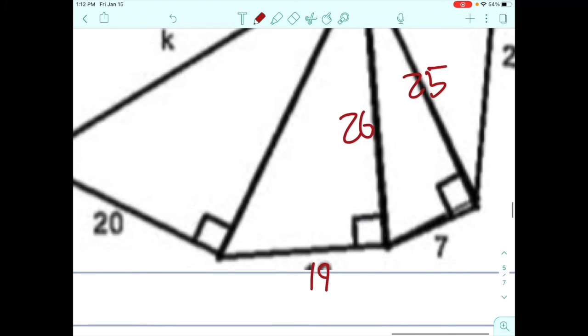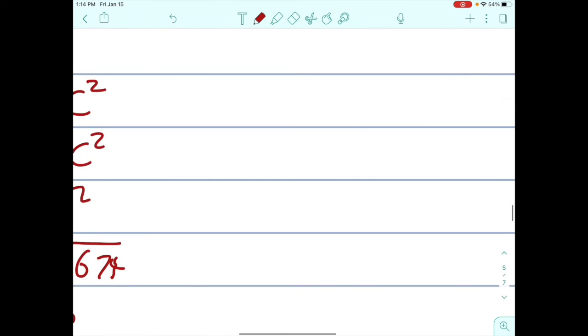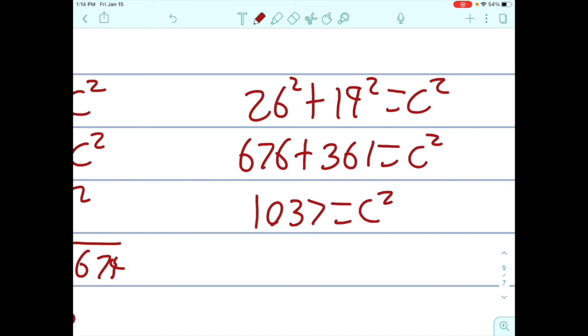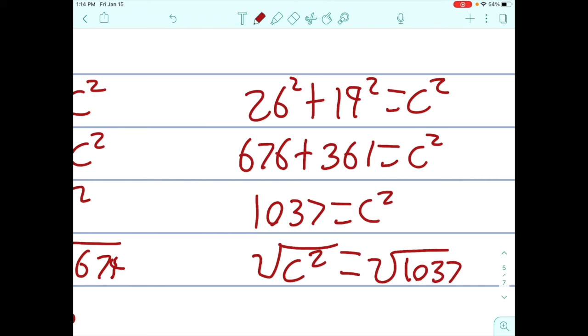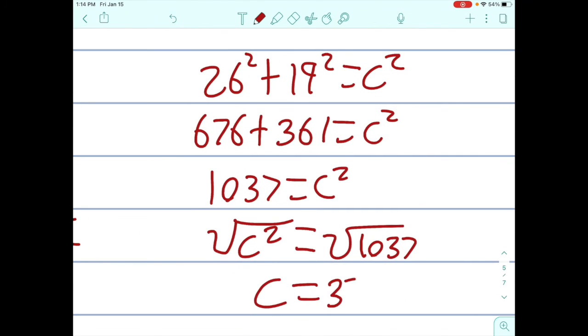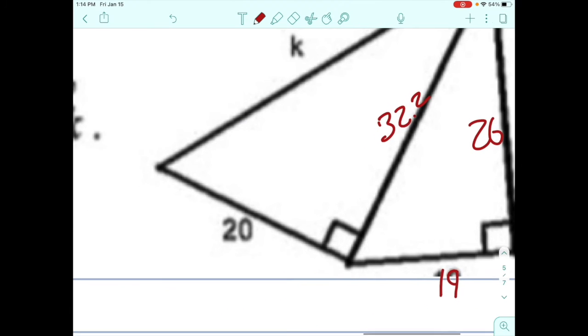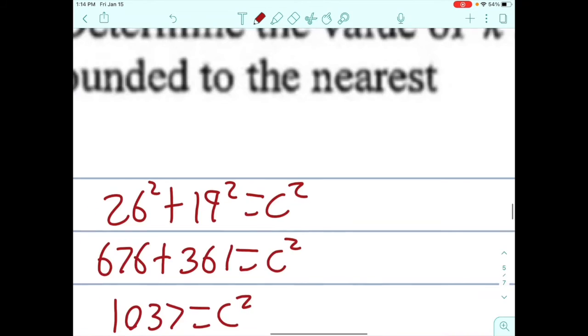Then our next a and b is 26 and 19. So we have 26 squared plus 19 squared equals c squared. And then that gets us 676 plus 361 equals c squared. And then 1037 equals c squared. And then the square root of c squared equals the square root of 1037. C equals 32.2. So now we're going to solve for k with these two sides, 20 and 32.2.